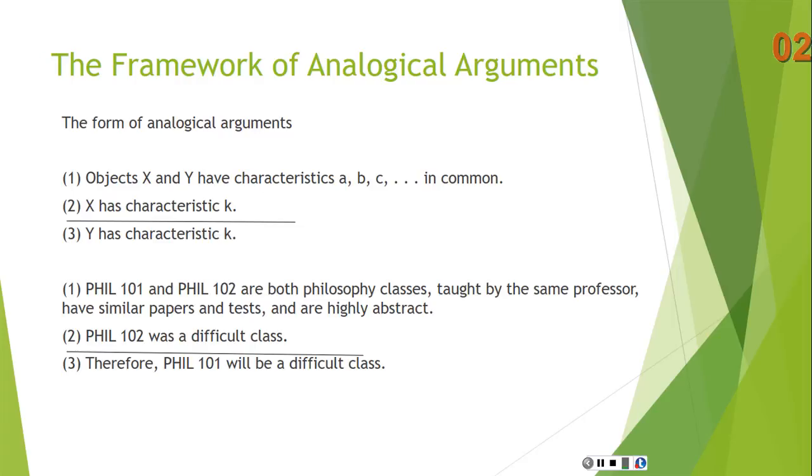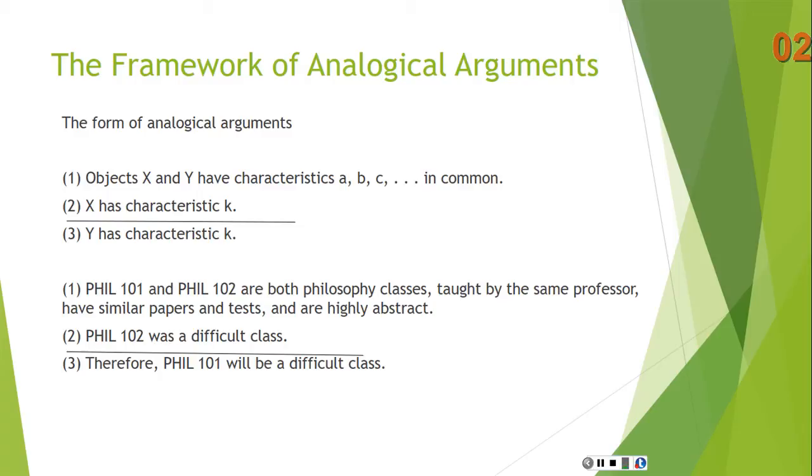Phil 101 and Phil 102 are both philosophy classes taught by the same professor, have similar papers and tests, and are highly abstract. Phil 102 was a difficult class, therefore Phil 101 will be a difficult class. So you're noting that Phil 101 and Phil 102, at least the particular sections that you're looking at, are both philosophy classes taught by the same professor, the papers and tests are similar, and they're both highly abstract. Those are all the things that they have in common. We know they're in common. But we notice that Phil 102 has this further characteristic. It was a difficult class.